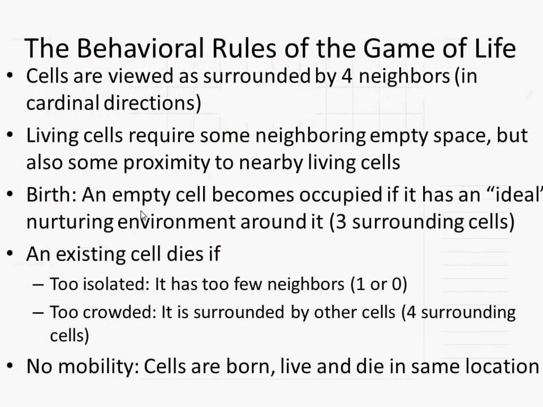Cells are viewed as surrounded by four neighbors exactly: north, south, east, west. That's it. They're not connected logically to their neighbors in the diagonal direction, only to the direct neighbors.